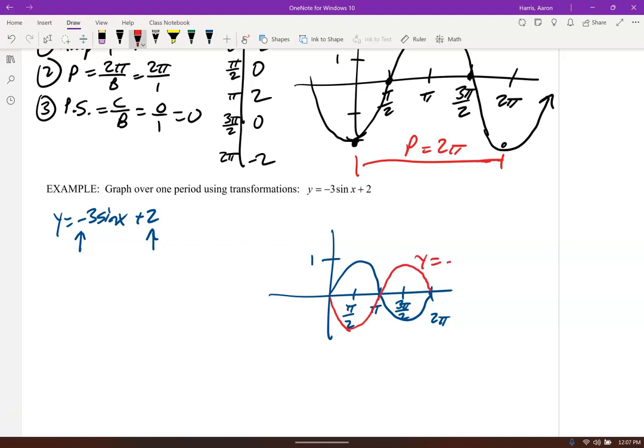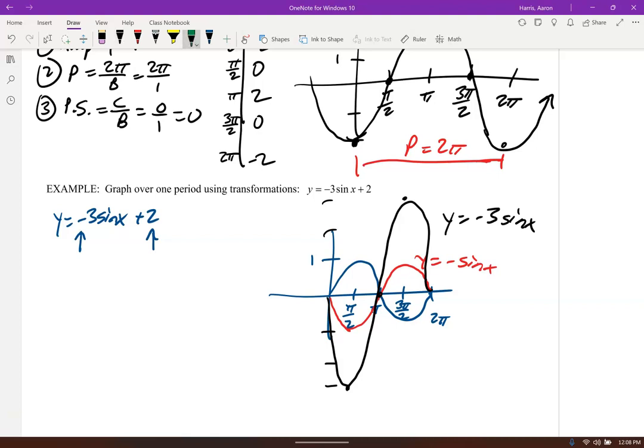Okay, there's negative sine. Now we're going to vertically stretch it, so negative 3 sine. Let me do that. There's negative 3 sine. And the last thing is, and I want to make a note of something here. Right now my midline, the middle of this, is the x-axis. In other words, y equals 0. That's your midline right now.